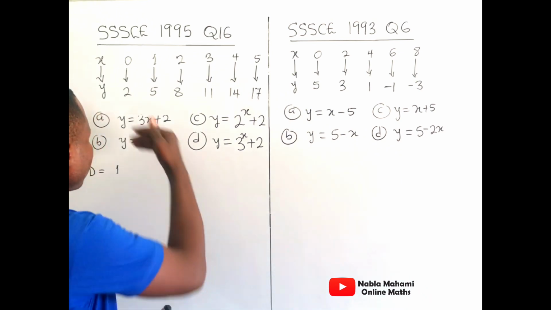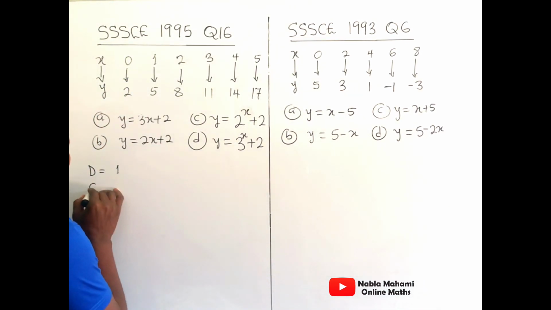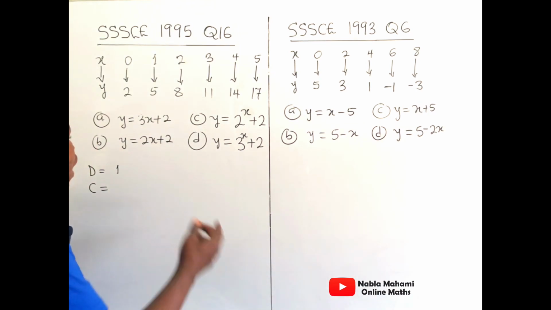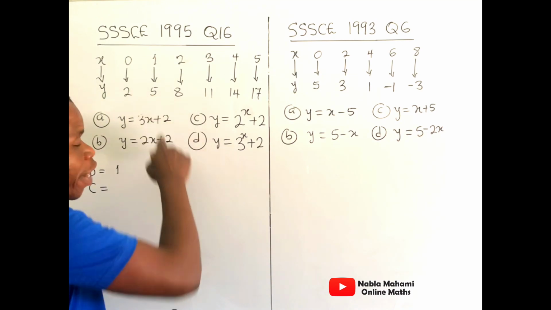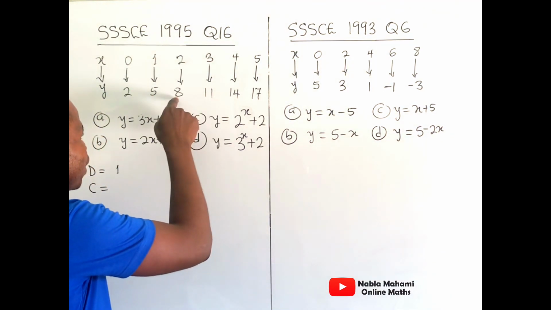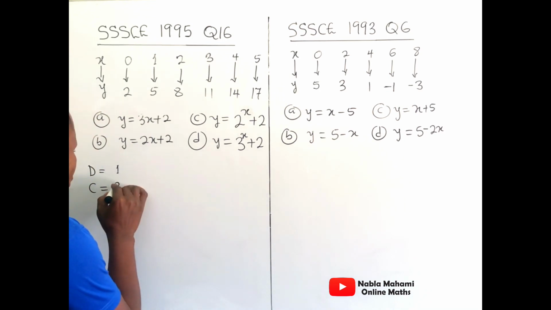Then I'll come to the down part, that is the codomain side. Take the difference. So let me use C to represent codomain. Then I'll take 5 minus 2, 3. 8 minus 5, 3. 11 minus 8, 3. So you see at that place too, the difference is 3, 3.